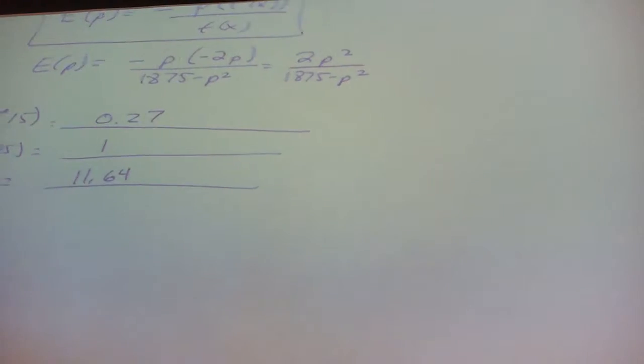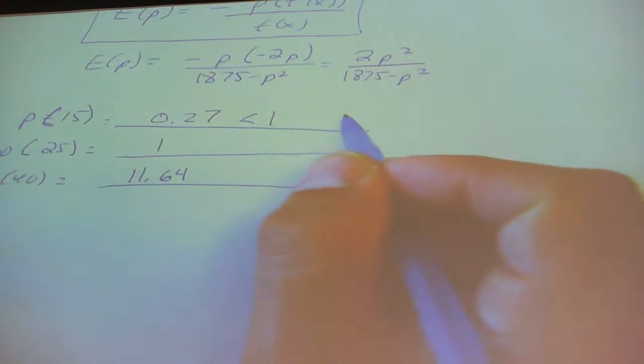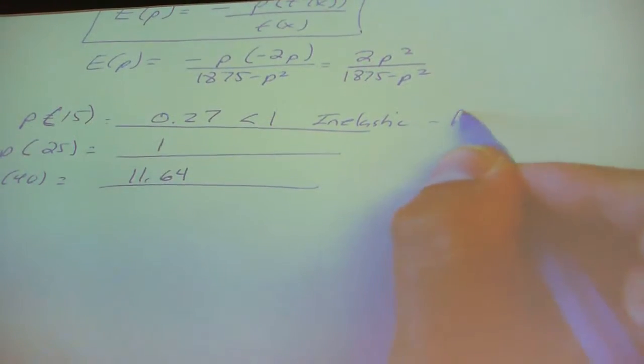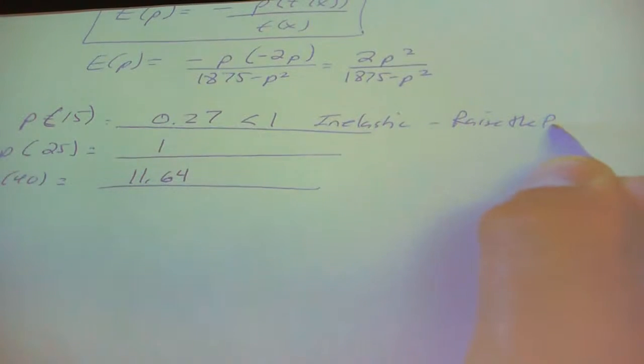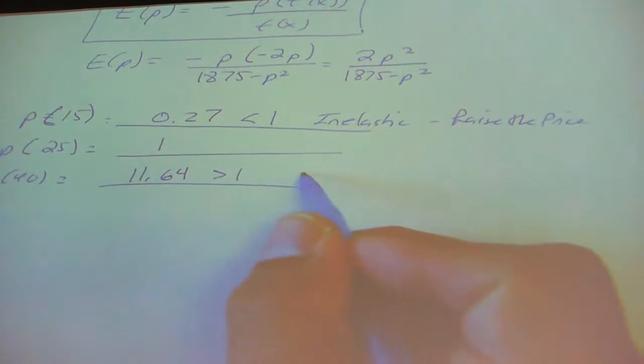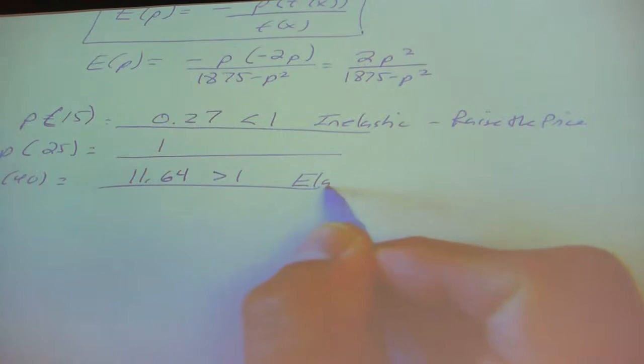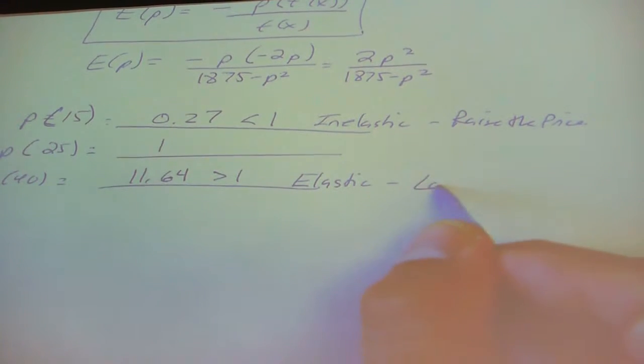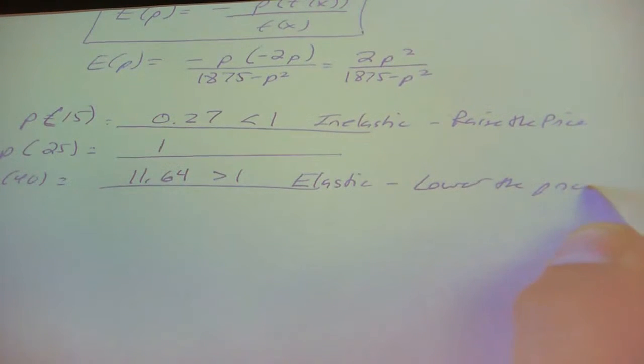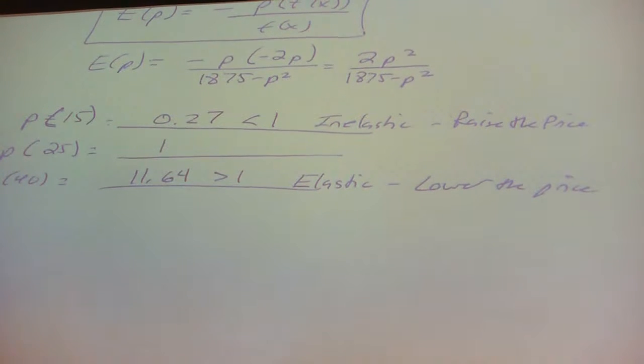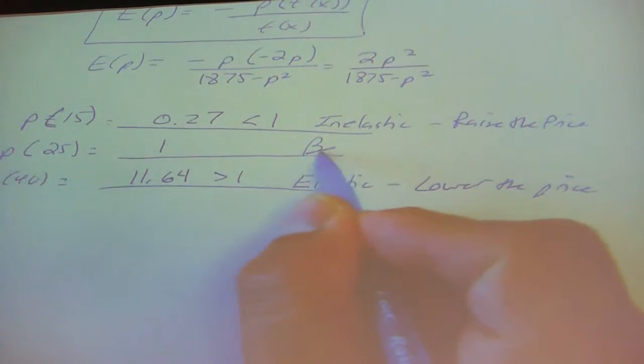And then let's give it a little meaning. If it's less than 1, what is it called? Inelastic. Your goal should be to, you can raise the price. Then let's say you started at $15 and you got greedy and you went all the way up to 40. That's greater than 1. Now you are elastic, so you should lower the price. Your item is very sensitive at $40. It's not as sensitive at 15. And then when you plug in 25, you get 1. That's your best price.